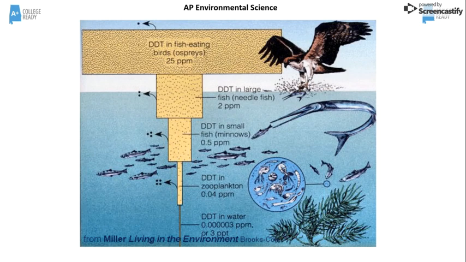This diagram shows how pesticides, in this case DDT, can accumulate in the food chain such that consumers higher on the food chain have larger amounts of the chemicals in their tissues.